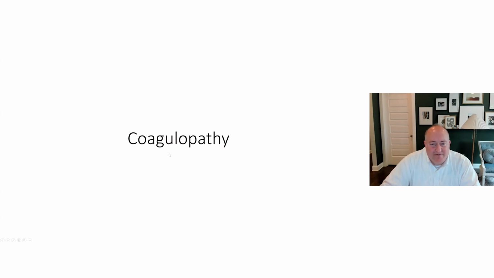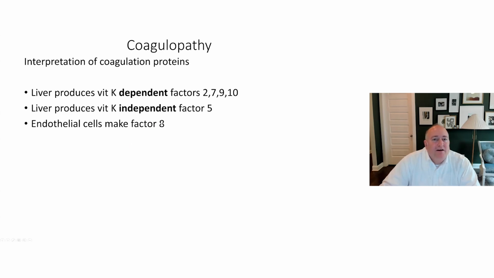Then I'll just finish up with some interesting stuff on coagulopathy. This is the last topic. On the differential of an elevated INR, the liver produces vitamin K dependent factors 2, 7, 9, and 10. The liver also makes factor 5, which is vitamin K independent. You don't need vitamin K. The one factor that isn't made in the liver is factor 8, which is made in endothelial cells. We can use that information to help sort out the cause of an elevated INR.